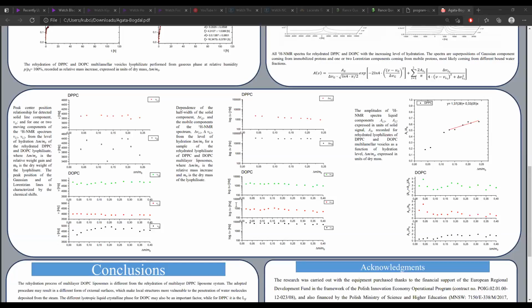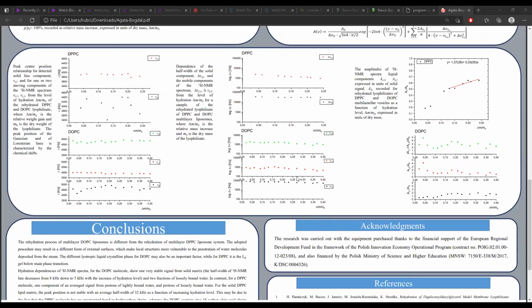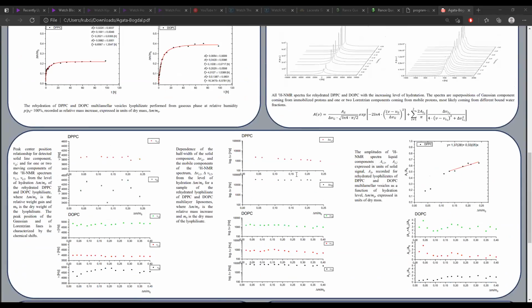But the water that is binding is very tightly bound, because the half width of the Lorentzian peaks is around 80 or even around 2000 hertz, so they are quite broad, and this means that the relaxation time is quite short for the water that is bound to the surface of the liposomes.